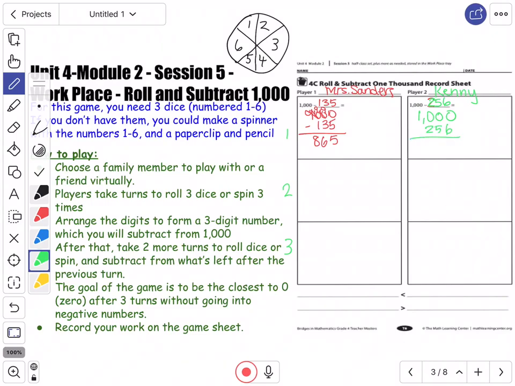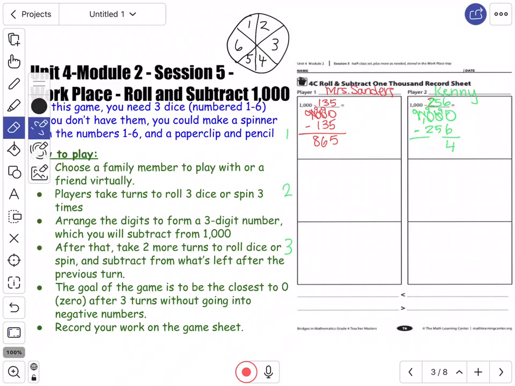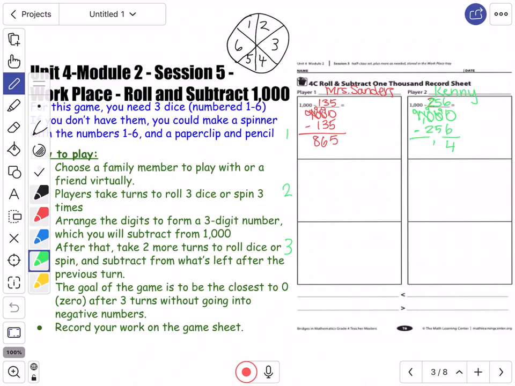So if I was going to take 1,000 minus 256, I'm going to do the standard algorithm again, just because that's the last thing that we talked about here. So 10 minus 6 is 4, 9 minus 5, whoa, is 4. Sorry about that, my friends. And 9 minus 2 is 7. Okay, so Kenny ended up with 744, and I ended up with 865.